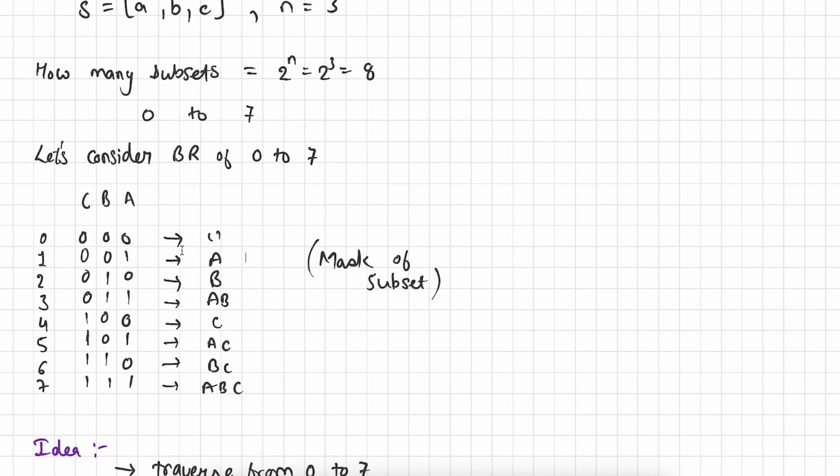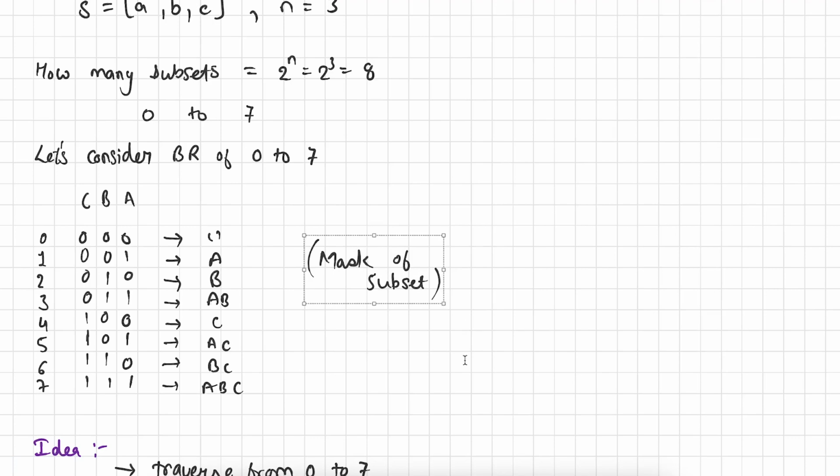If the first bit is set, we have a subset with A. If the second bit is set, we have a subset with B. If the first and second bits are set, it means we have a subset with A and B, and so forth. Here the binary representation of a number is acting as a bit mask over the subset. So it's simply a mask of a subset. The idea is simple.